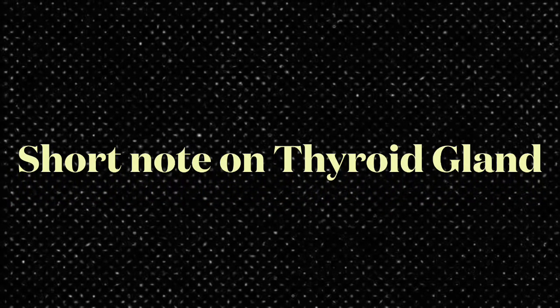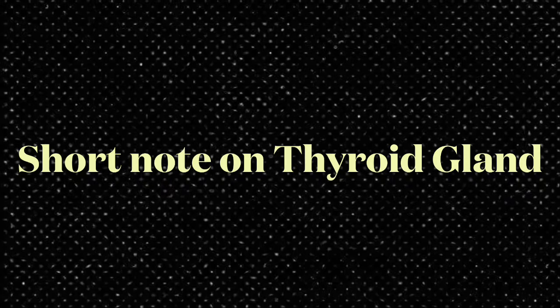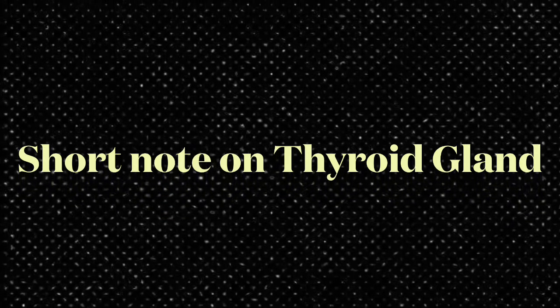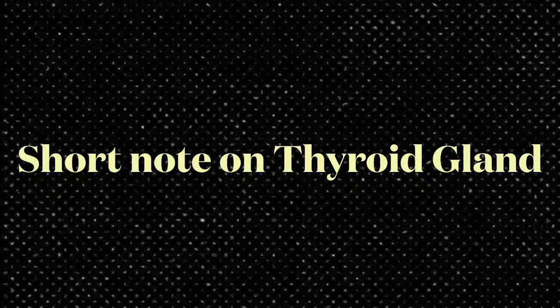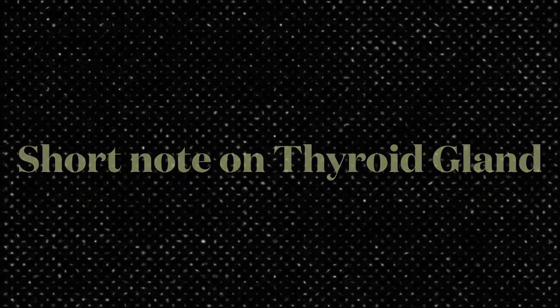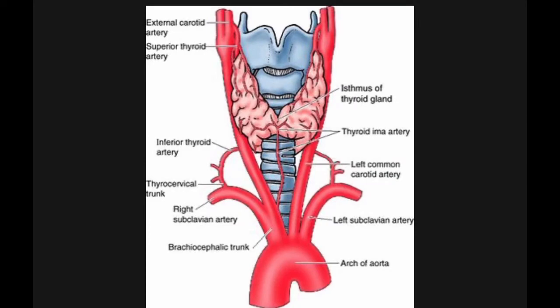So this is part 2 of the short note on the thyroid gland, and in this we'll be covering the arterial supply, venous supply, nervous supply and the applied anatomy of the thyroid gland. Let's start. Coming on to the arterial supply of the thyroid gland, it is mainly supplied by the superior and inferior thyroid arteries. The superior thyroid artery is a branch of the external carotid artery.